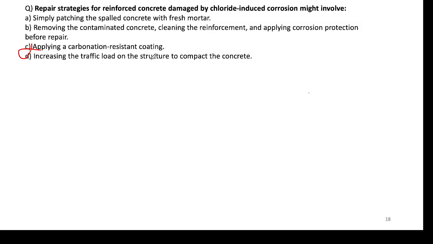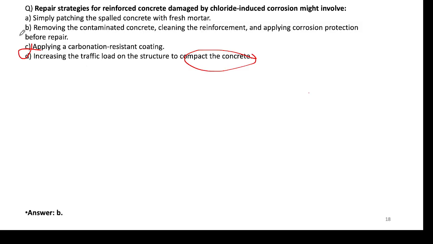Increasing the traffic load onto the structure to compact concrete will not be feasible in the hardened state, because the structures have already gained their full strength and further compaction is not possible. Yeah, but it's possible in the fresh state. We can compact the concrete, make it very dense, and that can reduce the permeability and may even help in reducing chloride induced corrosion. Hence, let's see the answer.